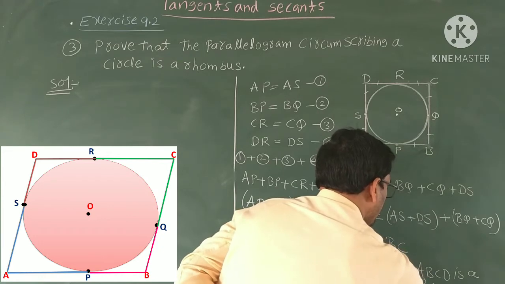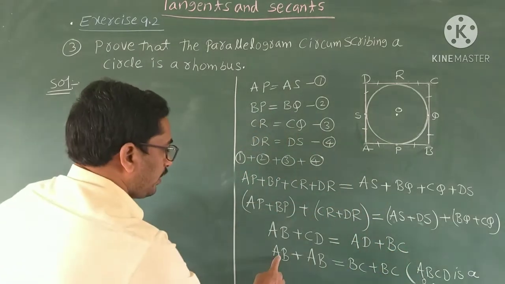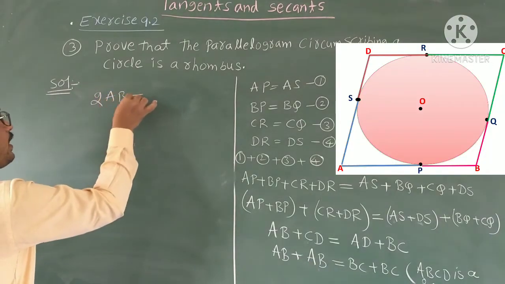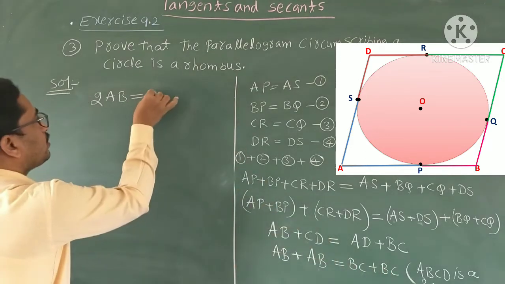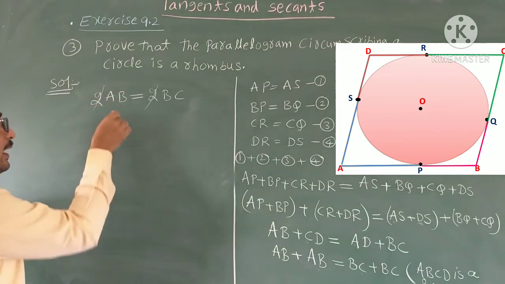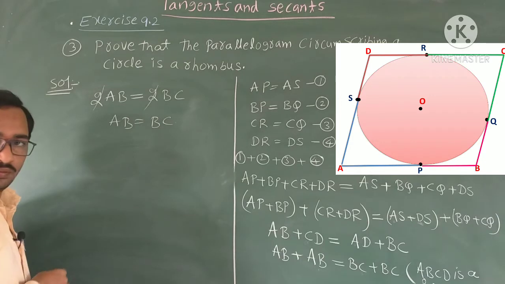ABCD is a parallelogram. In a parallelogram, opposite sides are equal. Now AB plus AB is 2AB, meaning 2 times AB. BC plus BC is 2 times BC. The 2 gets cancelled. AB equals BC.